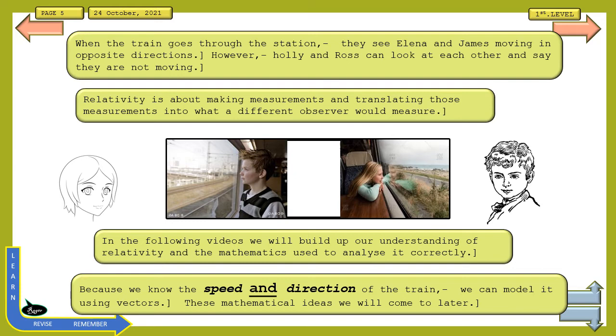Suppose the train is travelling at a steady 60 miles an hour. We now ask Eleanor to describe the train's movement using maths. She will say it is plus 60 miles an hour. Now we ask her, what would James say? She answers, minus 60 miles an hour.